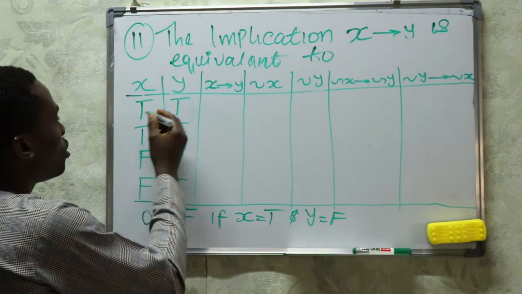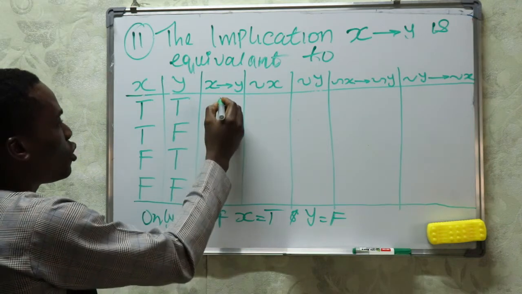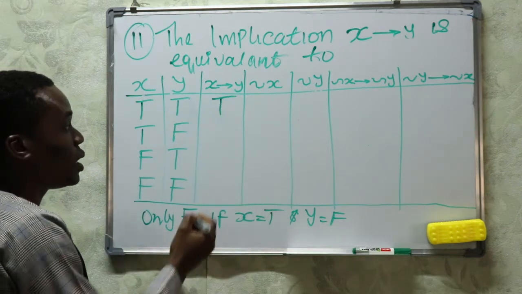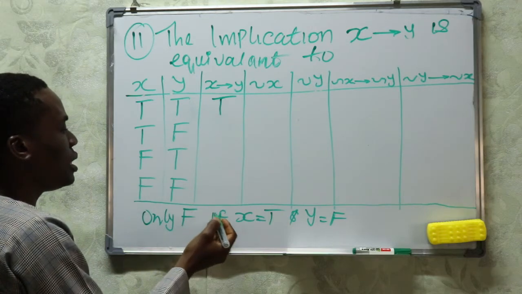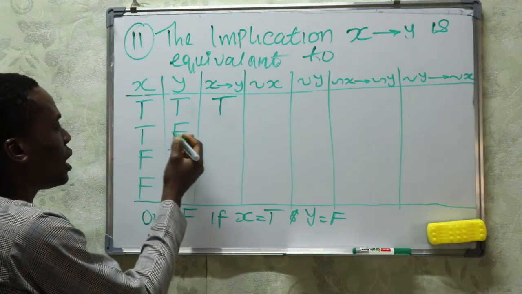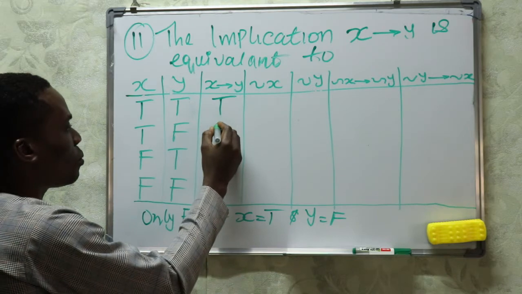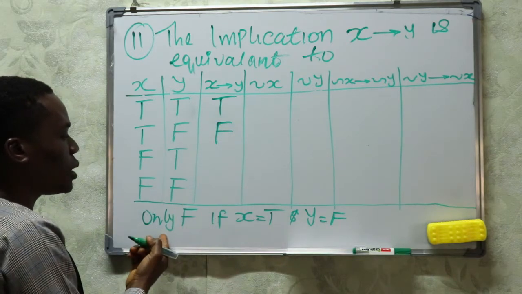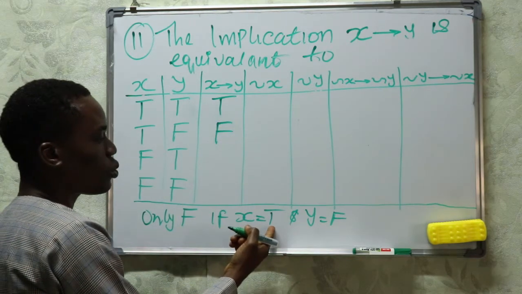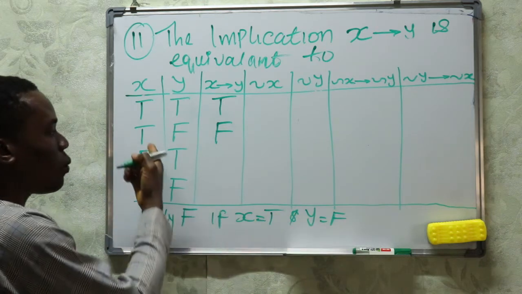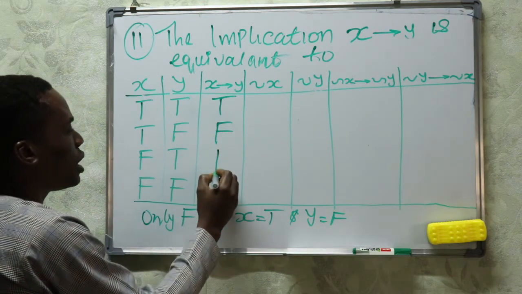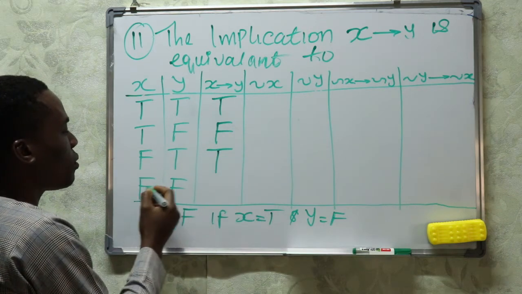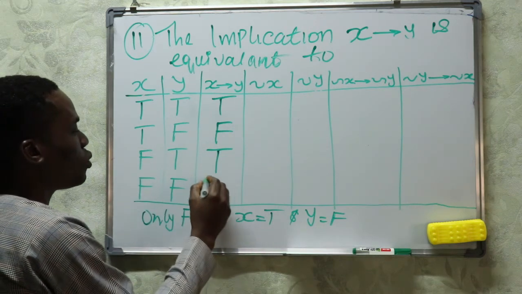Now let's test that. When x is true and y is true, the conditional implication statement will be true. When x is true and y is false, then it will be false. Remember, it is only false if x is true and y is false. Now if x is false and y is true, then it will be true. If x is false and y is false, then it will be true.